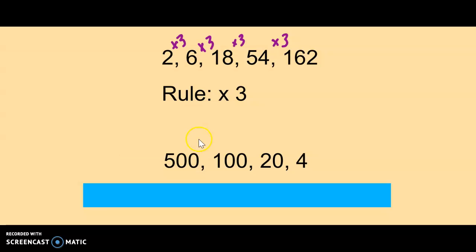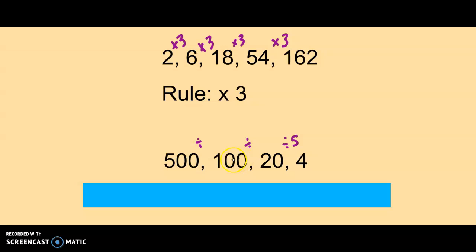500 divided by what is 100? And 100 divided by what is 20? And 20 divided by what is 4? So when we get to 20 divided by what is 4, that's probably where it's the easiest. So it's like, oh, that's divided by 4, so 5.